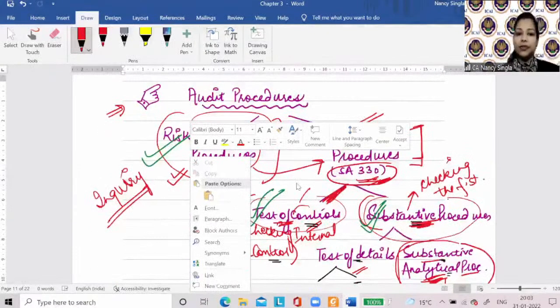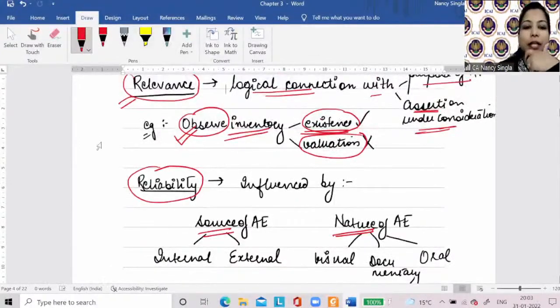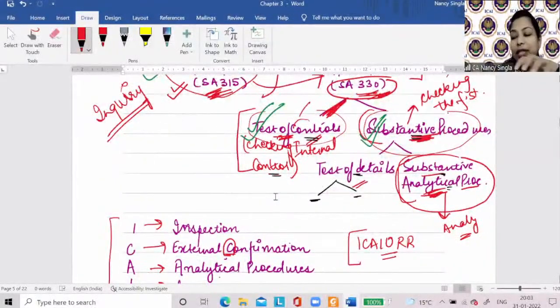We started discussing with risk assessment procedures. Then we saw in further audit procedures, there are test of controls and substantive procedures. Substantive procedure is what? Checking the financial statements in detail, checking everything at the assertion level to detect material misstatement at assertion level. It is further divided into test of details and substantive analytical procedure. Substantive analytical procedure is what? Calculating ratios and comparisons. Test of details is what? When you are checking each and every transaction in detail from starting to end. It is divided into two parts, what?